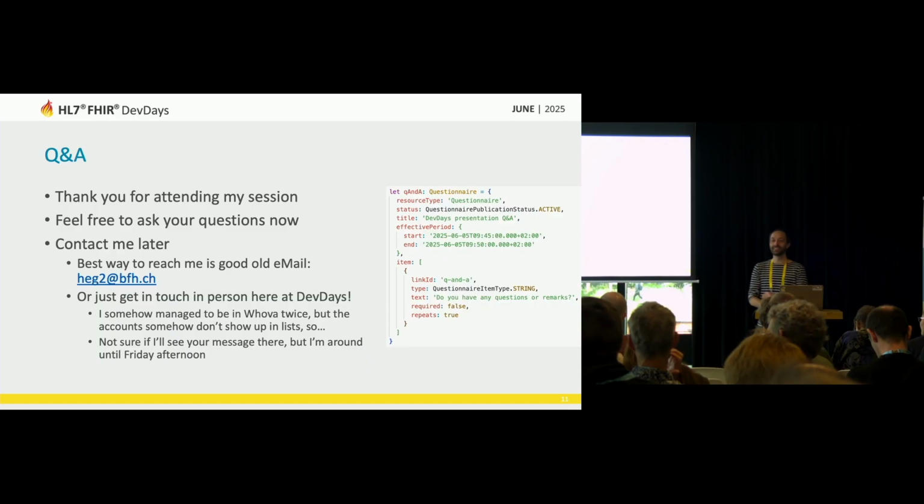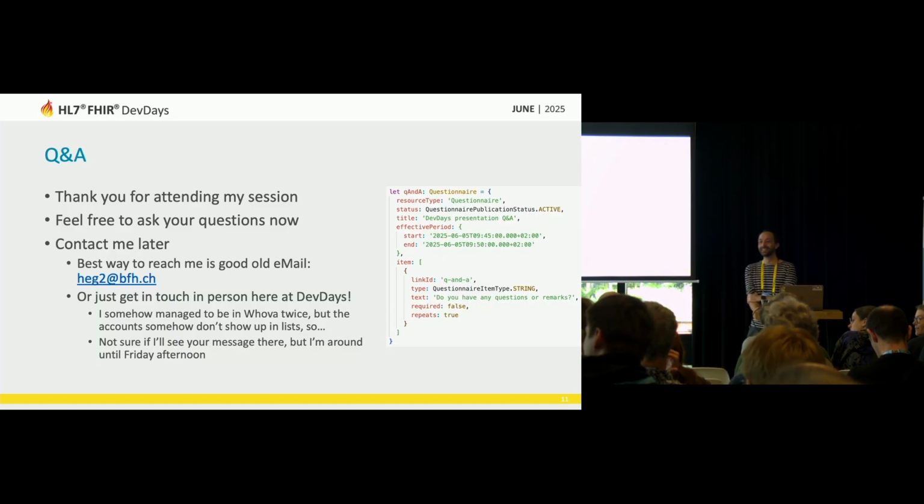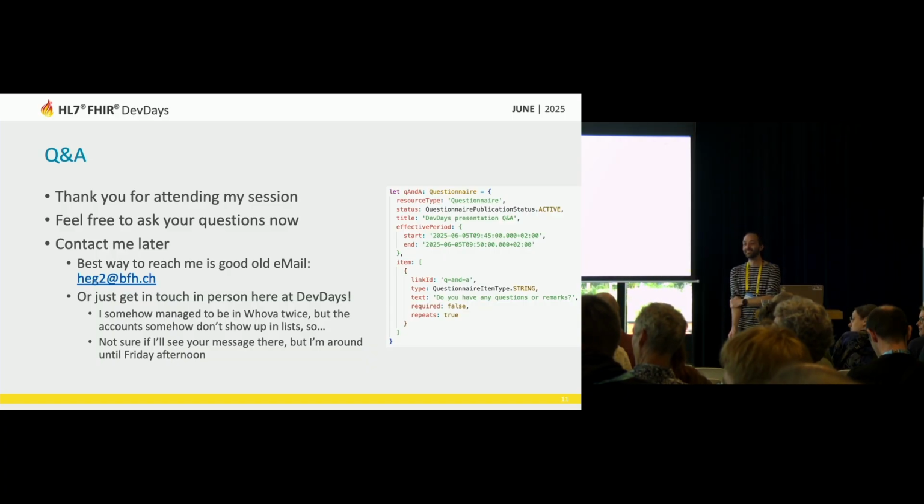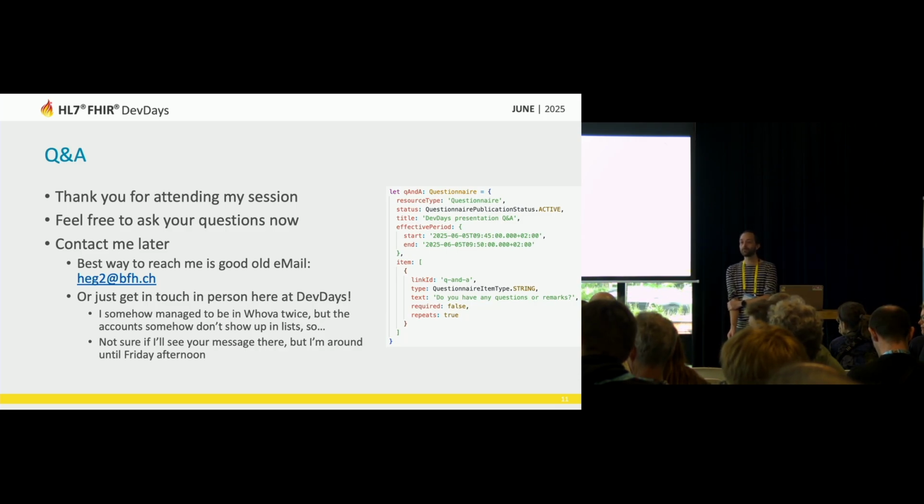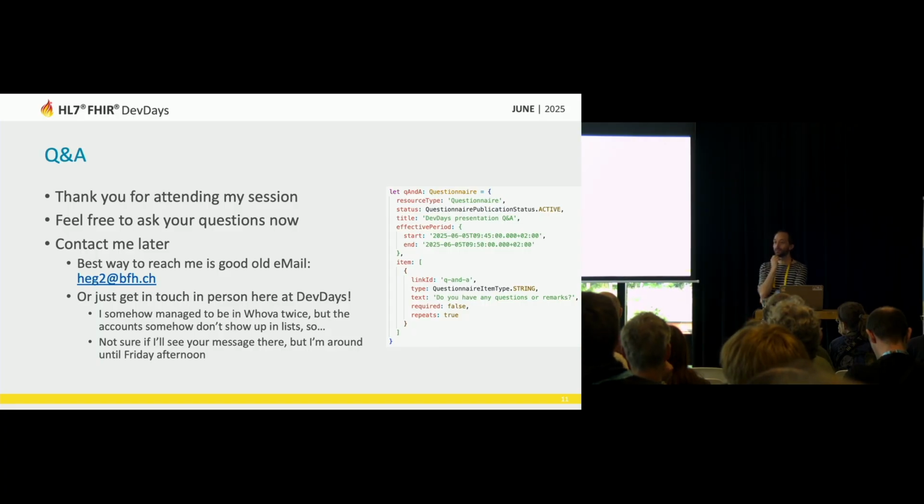Did I see a hand there? Yes. Thank you very much for your work. How hard is it to add a dependency between questions? So for example, if the answer to question 1 is A, skip question 3. Or even something more complex, like if the patient is male, skip all the questions related to pregnancy. Is it possible to add those logics?